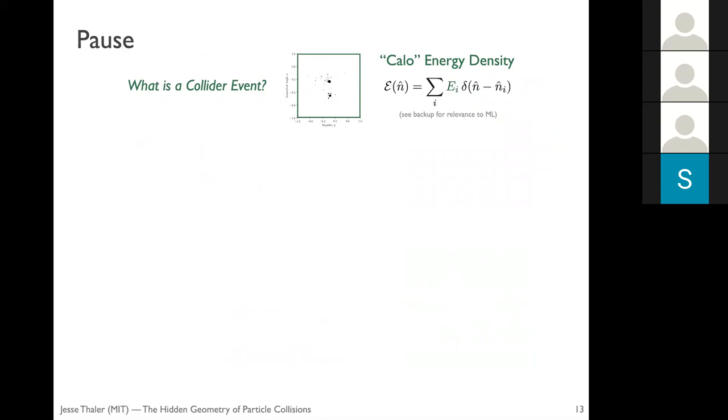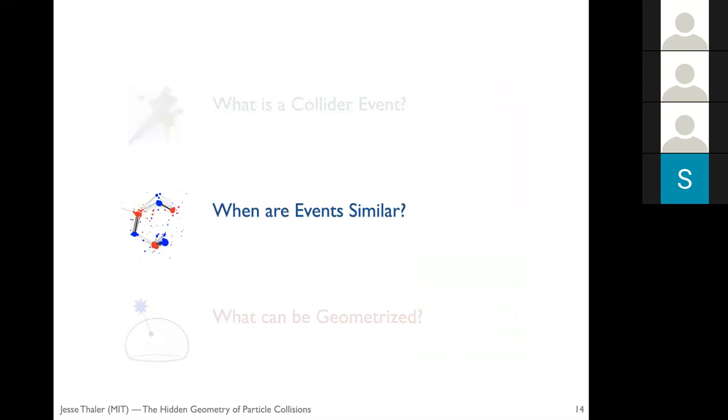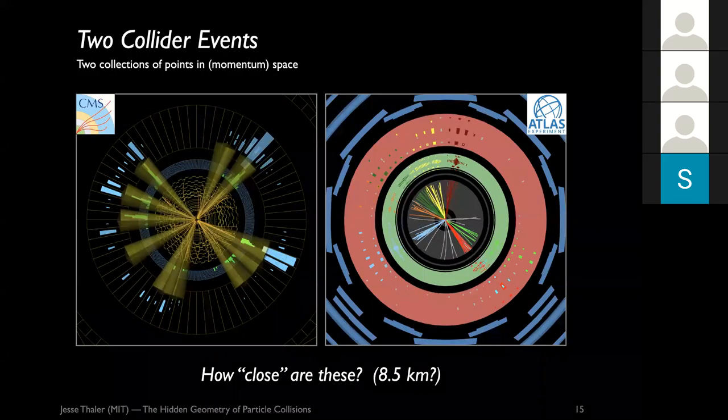Okay, so that's what a collider event is for the purpose of this talk. So hopefully this is very basic for you. Now let's talk about a question that you may or may not have thought of. When are events similar? Or said another way, when are energy densities similar? So here is an example of two collider events. Now we have two collections of points in momentum space. And you can ask, well, how close are these to each other?